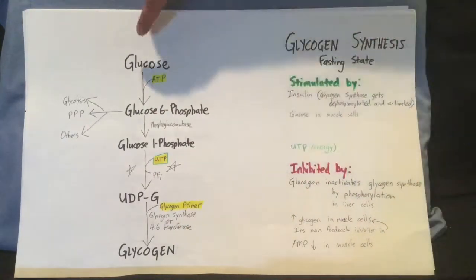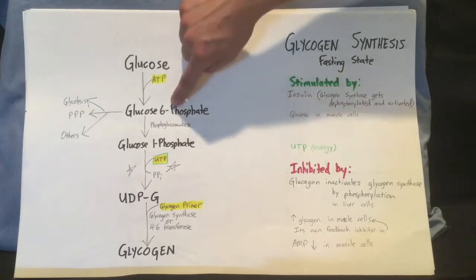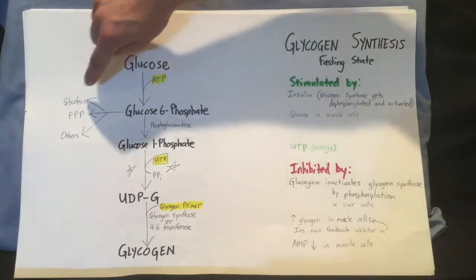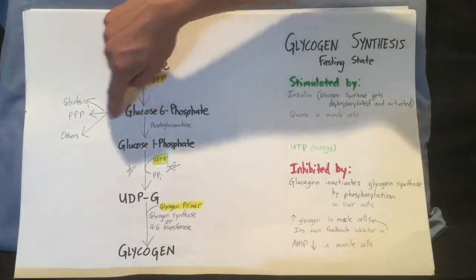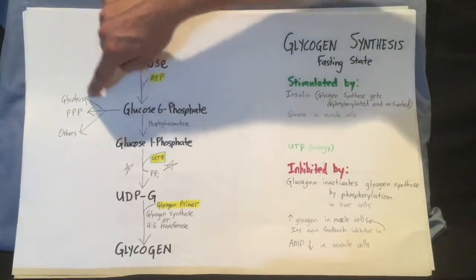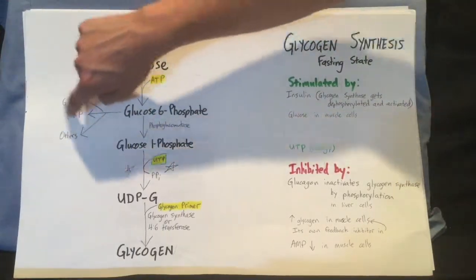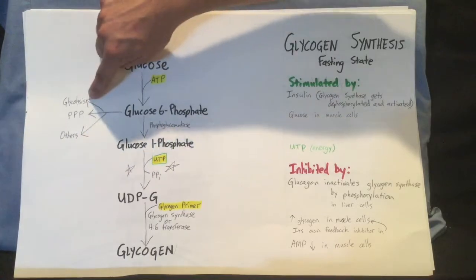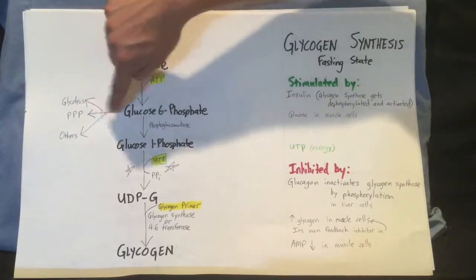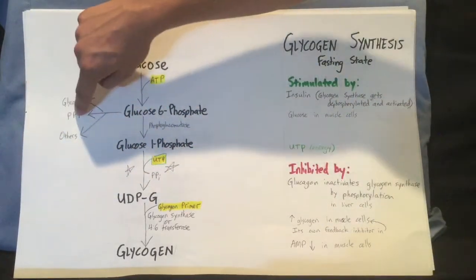So glycogen synthesis, again, comes from glucose. Glucose becomes glucose 6-phosphate, as we saw in glycolysis. It can also go to the pentose phosphate pathway and do some other things. So let's say we've got plenty of glycolysis, TCA, ETC happening. We don't need any more glucose 6-phosphate that way. It's going to back up. We don't need any more glucose 6-phosphate in the pentose phosphate pathway. It's going to back up.